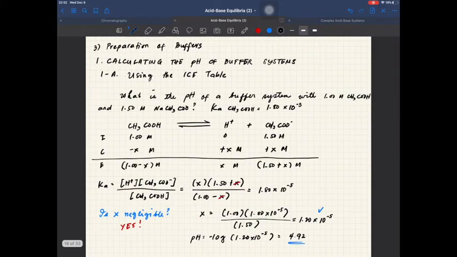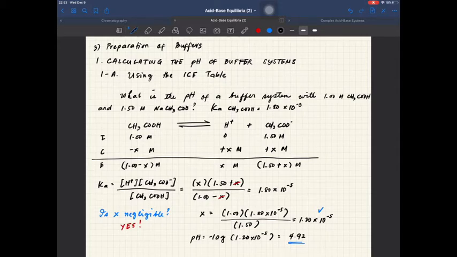But how are buffers prepared? Before we talk about the preparation of buffers, I would like to introduce to you the ways to calculate the pH of buffer systems. The first way to calculate it is using the ICE table. So suppose we have the following problem below. What is the pH of a buffer system with 1 molar acetic acid and 1.5 molar sodium acetate? The acid dissociation constant of acetic acid is already given, and that is 1.8 times 10 to the negative 5.